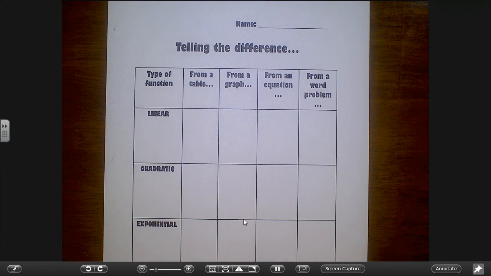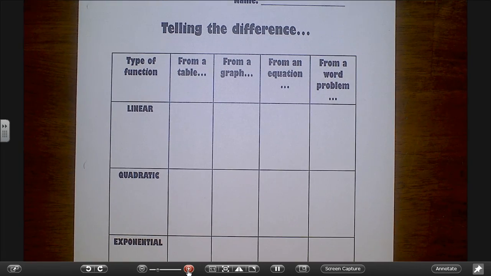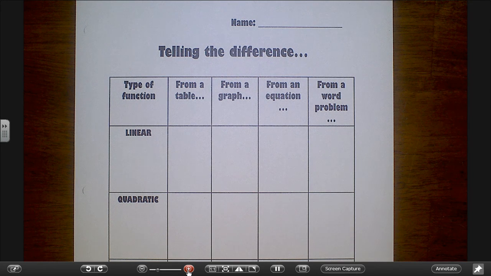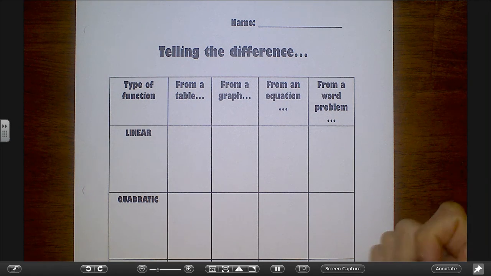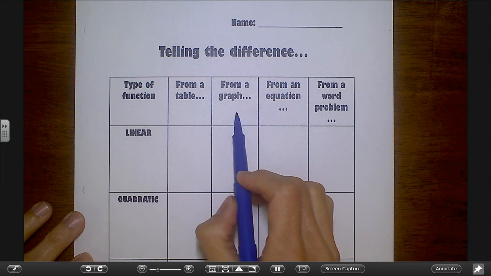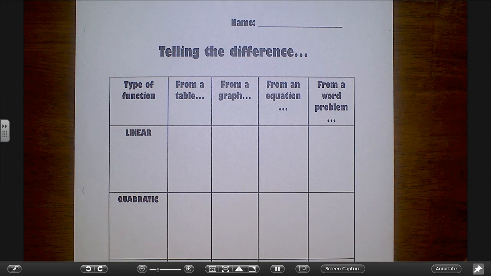All right, so today we are going to discuss the differences between linear, quadratic, and exponential functions. We did our intro to exponential functions yesterday, and I went over a little bit of this, but it's important to be able to recognize what kind of function you are dealing with. So we're just going to take a look at each of these types of functions and how to tell them from a table, from a graph, from an equation, and from a word problem.